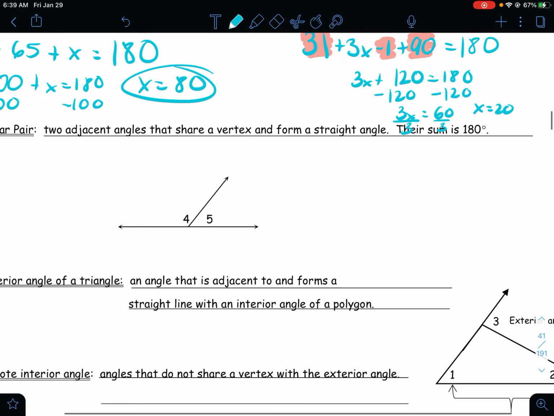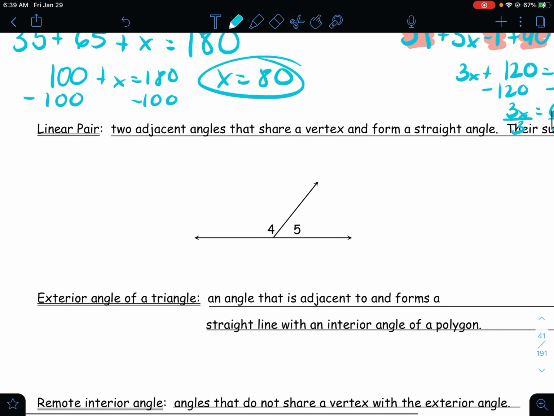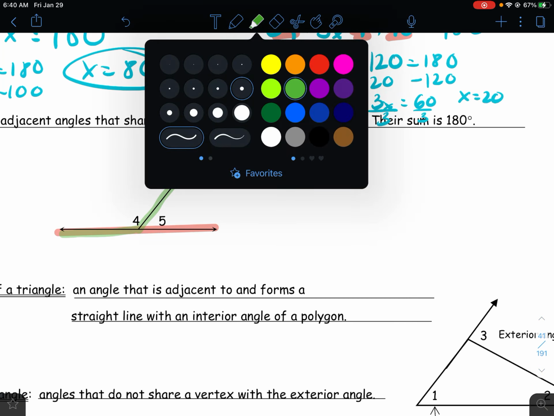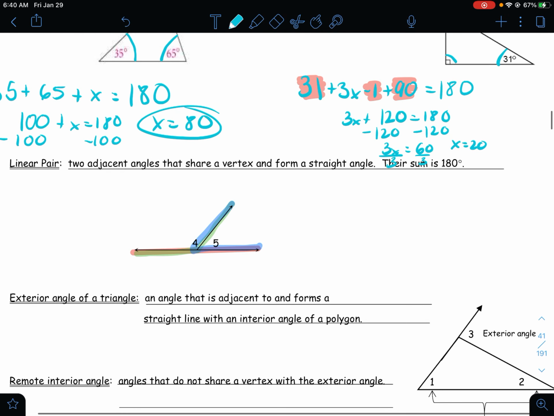It says two adjacent angles share the vertex and form a straight angle. Their sum is 180. So basically, this is kind of what I talked about before. If you've got a straight angle and two angles make up that straight angle, right? So you've got like this guy here and you've got this guy here. Their sum is going to be equal to 180. And that makes sense, right? Because you see that together, they make this 180-degree angle.